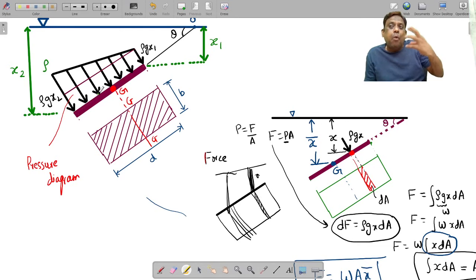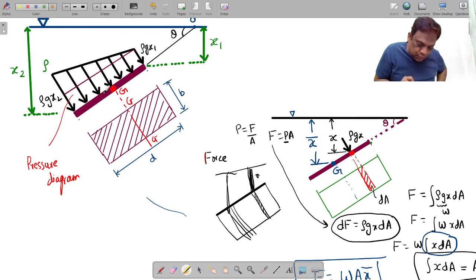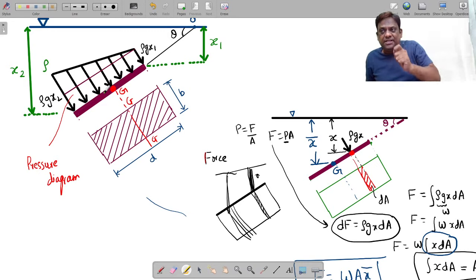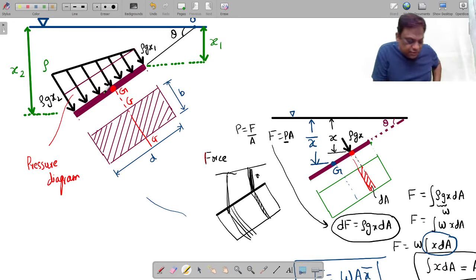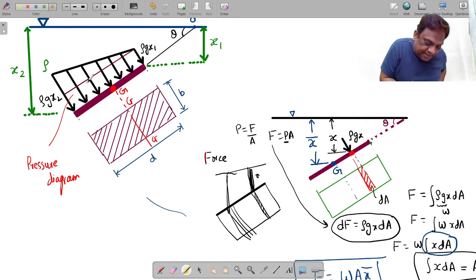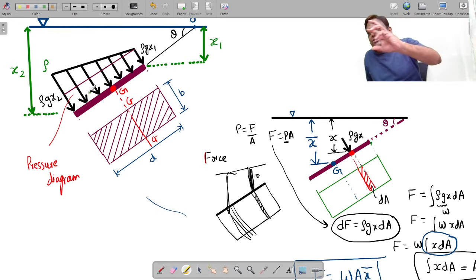So therefore, the point of application of this force, which is due to pressure, will shift below the center of gravity. That's why the center of pressure, the point through which this total hydrostatic force is supposed to be acting, will not lie at G, but below G, because the force is coming due to pressure, and pressure is increasing with depth. So it will lie below the center of gravity.